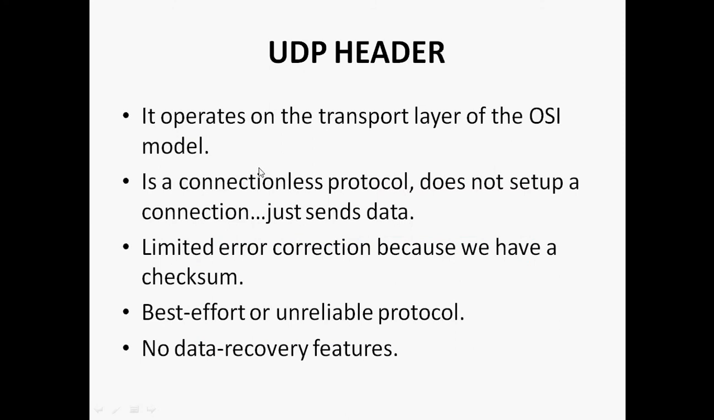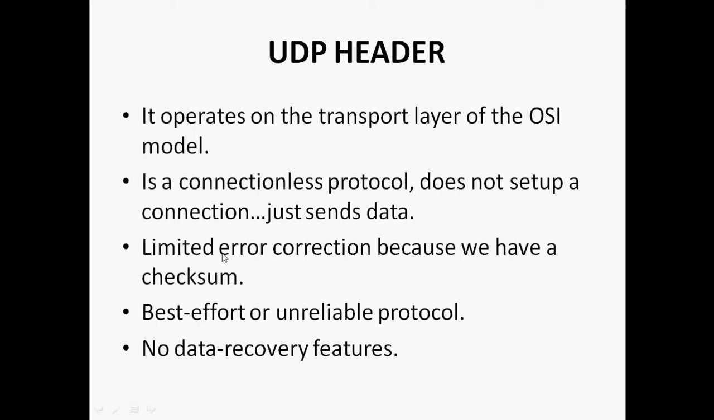Okay, so this is an overview of UDP. UDP operates on the transport layer of the OSI model, so in OSI model layer 4, UDP operates. Next, it is a connectionless protocol and does not set up a connection. In TCP, if you want to send data, we have to establish a session, and for that reason we use the three-way handshake. But UDP is connectionless, there is no connection, we can just send the data, that's it.